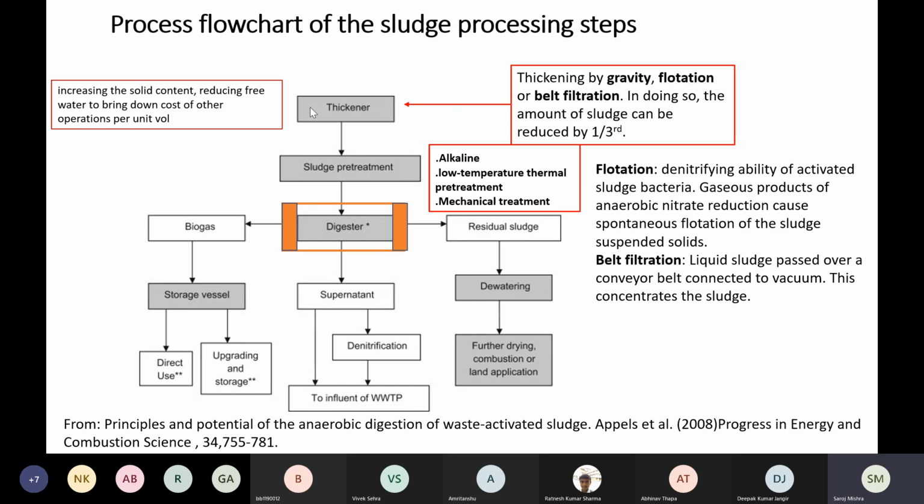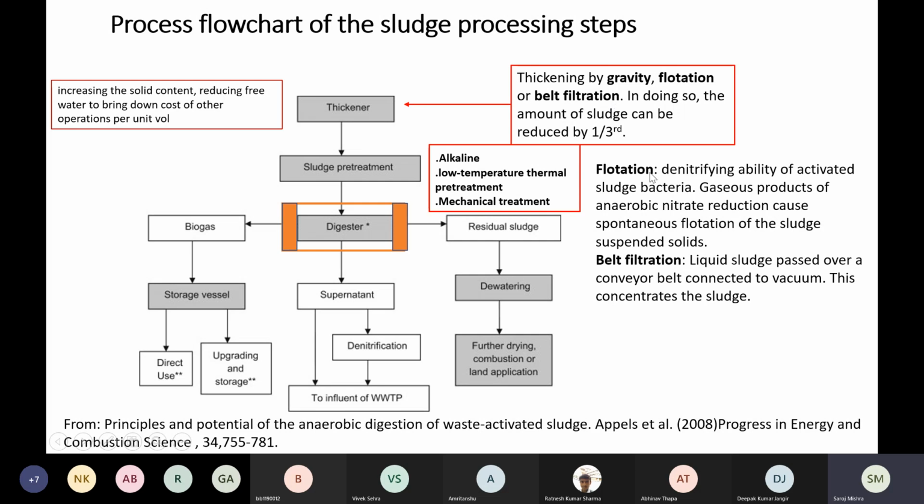And this can be carried out by three different processes which are listed here. The first is by gravity, that is, you simply allow the solid material to settle down as a consequence of gravitational effects, or by flotation, or by belt filtration. What do we mean by flotation?